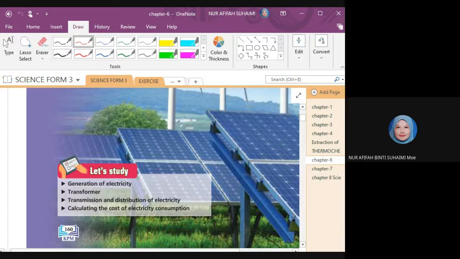Okay, for generation, you need to know about how the electricity is produced, the source of the electrical energy. The main source of energy we have renewable and non-renewable energy.